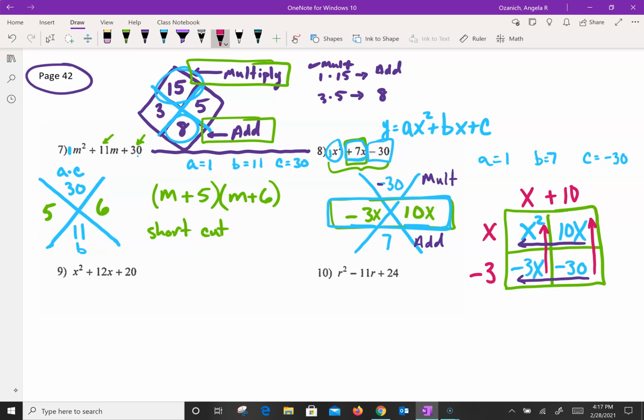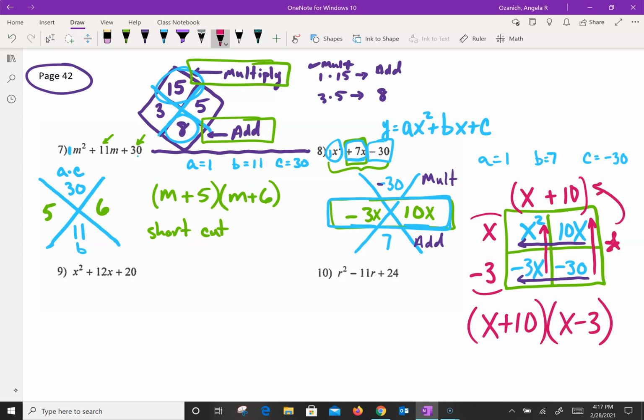Well, that's it. You have worked backwards to factor a trinomial. We have been multiplying these together. We've done a lot of practice with doing things like x plus 10 times x minus 3. Now you're taking the answer and working backwards to find those factors. So that's the goal of this work. That's the goal of this video.